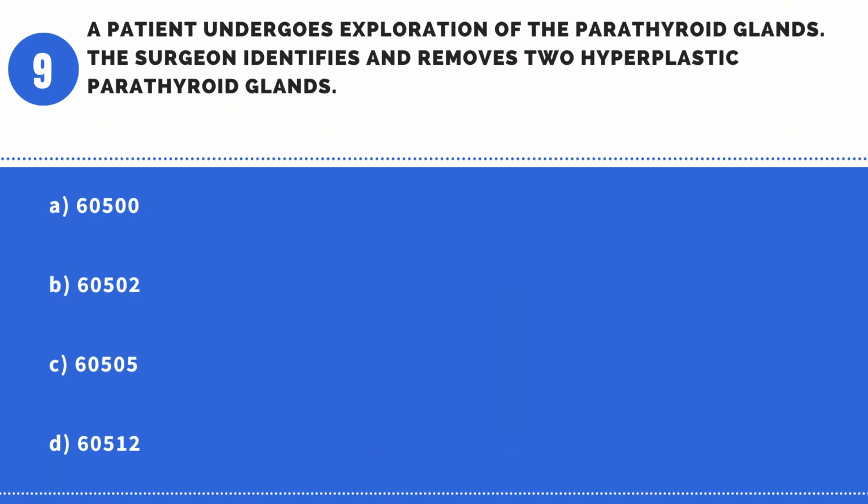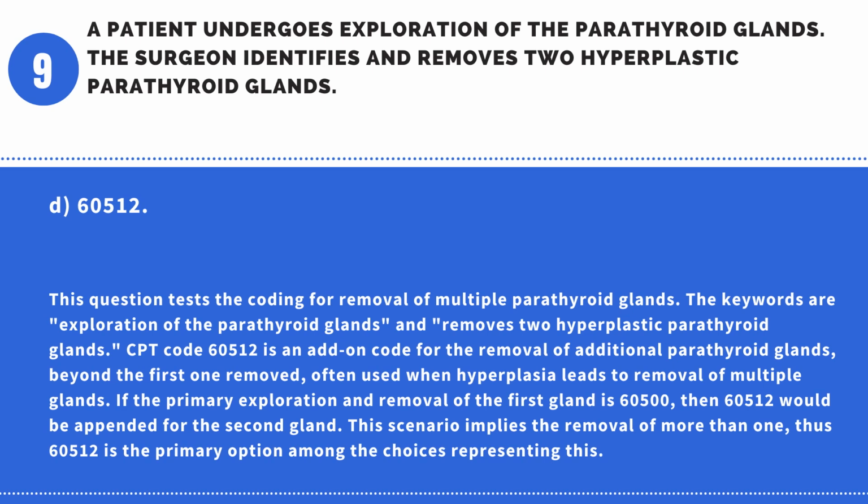Question 9. A patient undergoes exploration of the parathyroid glands. The surgeon identifies and removes two hyperplastic parathyroid glands. A. 60500. B. 60502. C. 60505. D. 60512. Answer, D.